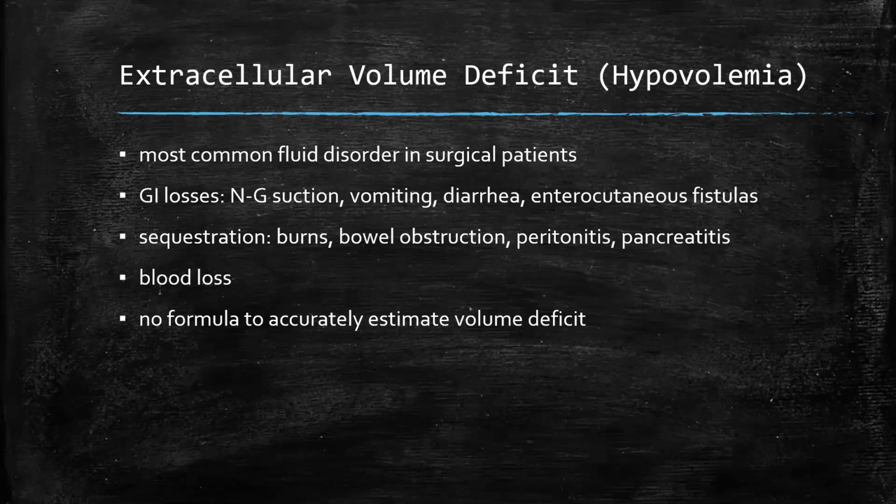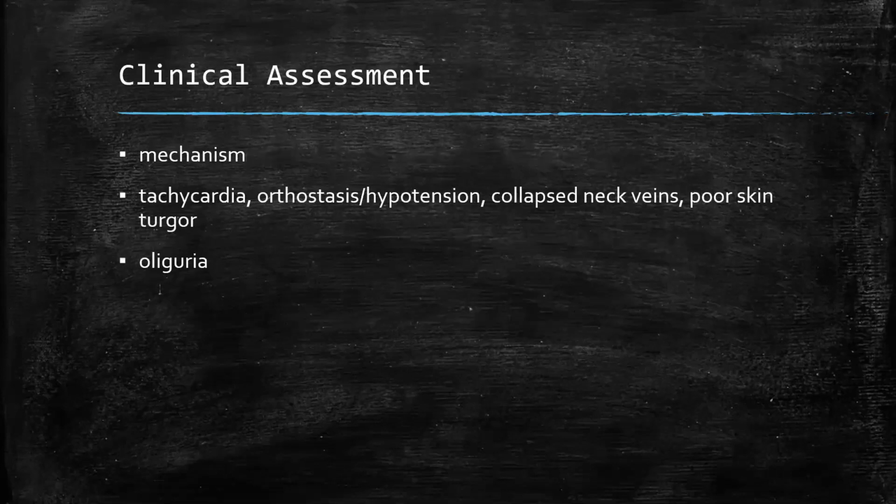But how much that deficit is, is difficult to know. There's no formula to accurately estimate this deficit. There's no particular lab test that's going to tell you what the deficit is. It really becomes a clinical judgment. And so how do we make this judgment? Well, the mechanism is usually our first clue, and that tells us much of what we need to know as far as how much fluid a patient may have lost.